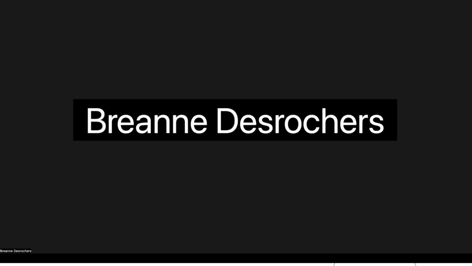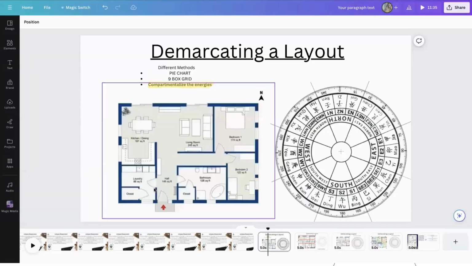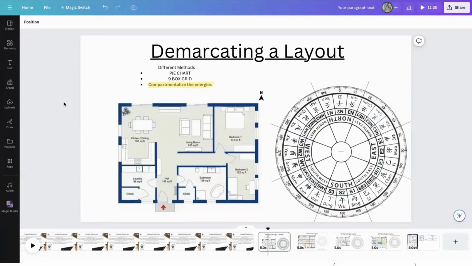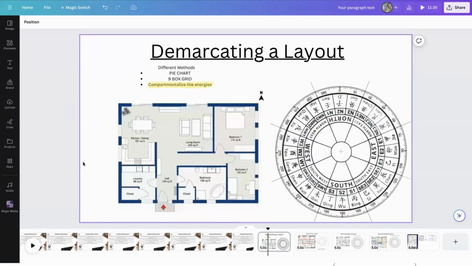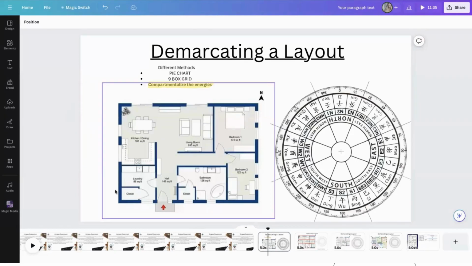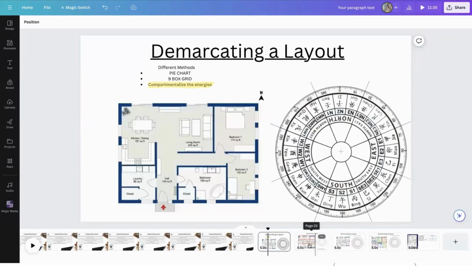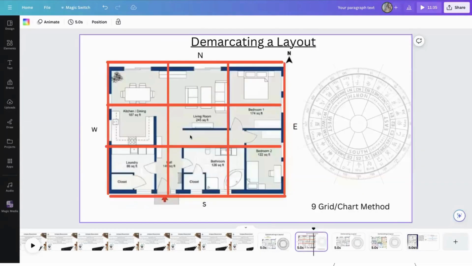All right, now we're going to go over demarcating the layout. Demarcating the layout is when we will superimpose the compass over the blueprint, and then we can determine what sectors reside where. So for example, there's a couple different ways we can do this. A lot of you might be familiar with the 9 grids. You'll see a lot of practitioners, for example, take a home layout and divide it into 9 equal squares.